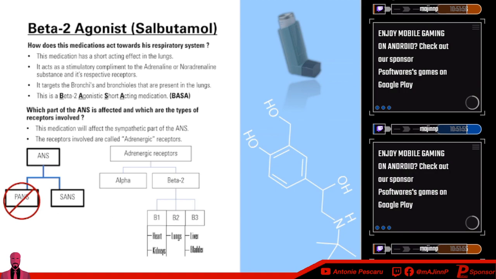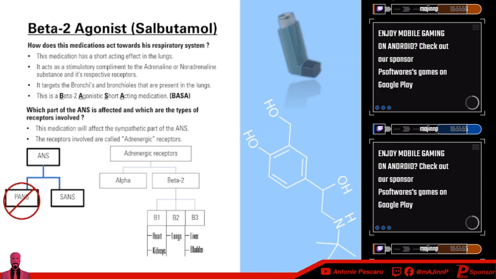And now, technically, the adrenergic receptors go two ways. The first path is alpha, where you have alpha 1 and alpha 2 receptors. We're not gonna get into those because that's not where our main organs for our patient are. What interests us is the second pathway, the beta-2 pathway.